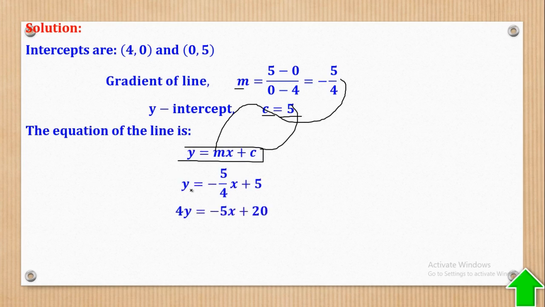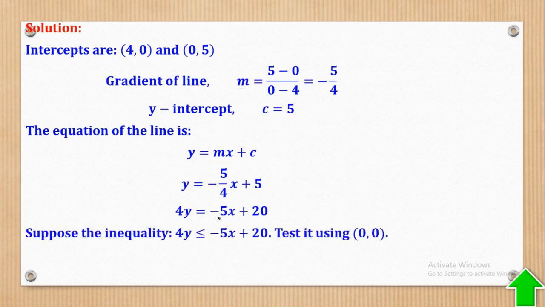So when I multiply throughout by 4, I'll come up with 4y is equal to negative 5x plus 20. So now I've got the equation of the line, but I also have to get the inequality. So for the inequality, you assume either less than or equal to, or greater than or equal to. The reason why we are putting this 'or equal to' is because the line was a bold line, not dotted. If it was dotted, we would have used less than or greater than.